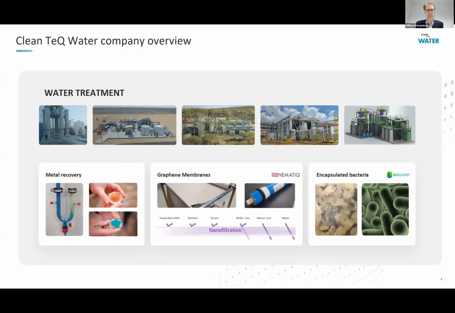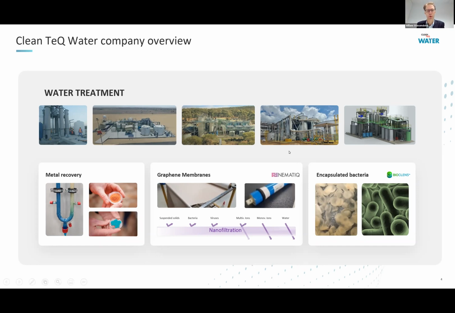I will give you a brief overview of what Clean TeQ Water is about. First, overall, what we do is water treatment. What we build is water treatment plant. You see what we do on the top line of this slide. You see these pictures. Those are the type of technology to customers, and that's most of our business. And that's certainly the area where we're looking to grow in the future.